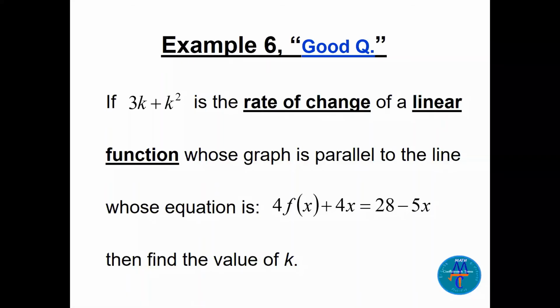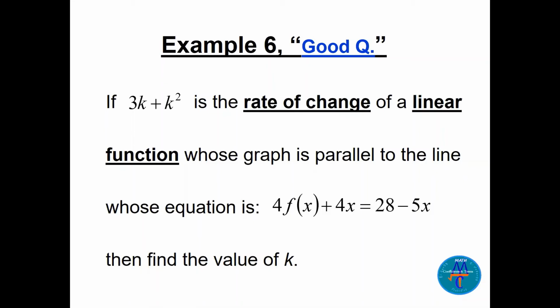Now let's look at example number 6. Good question here. If 3k plus k squared is the rate of change of a linear function whose graph is parallel to the line whose equation is 4f of x plus 4x is equal to 28 minus 5x, then find the value of k.